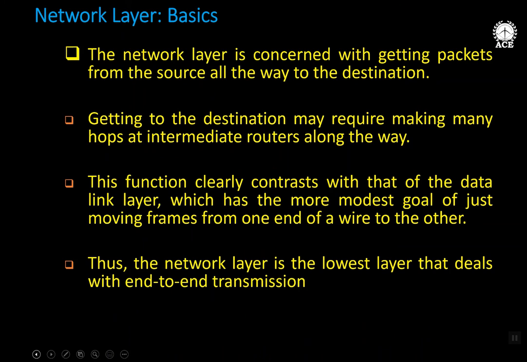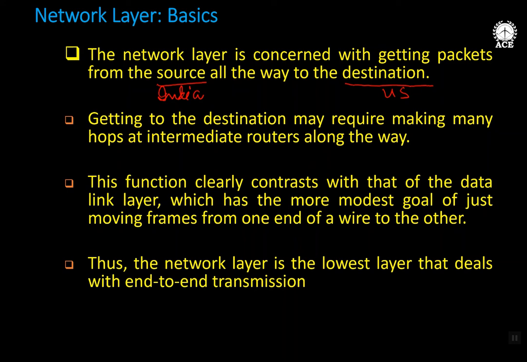So these are some of the basics. What is the basic concern of network layer? The network layer is basically concerned with getting packets from source all the way to the destination. Source may be in one area, destination in another. For example, I am the source here in India, my friend is working in the US, and we want to communicate with each other. It could be the job of network layer to make sure that my data goes from my machine to the other machine in the US, through several intermediate routers. That is called routing. Getting to the destination may require making many hops at intermediate routers along the way.